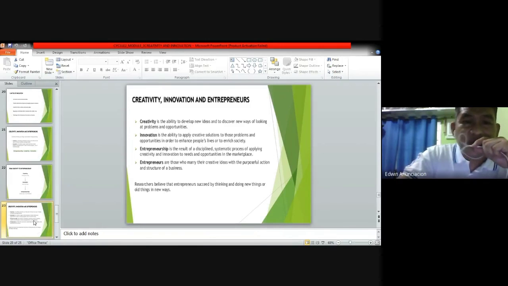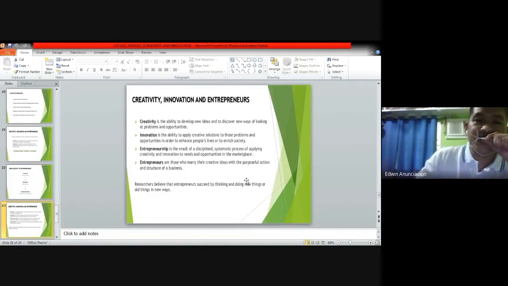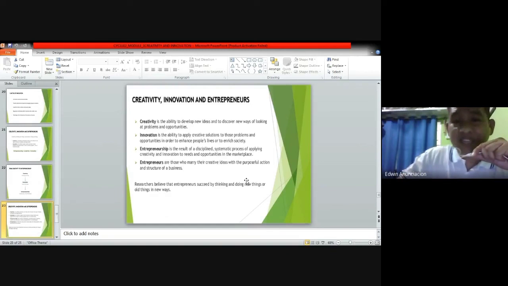So, inulit lang po halos dito, no? Creativity is the ability to develop new ideas. Sabi niya, innovation is the ability to apply creative solution. Entrepreneurship is the result of a discipline. No? Business na yan. Systematic process of applying creativity and innovations to needs and opportunities in the marketplace.